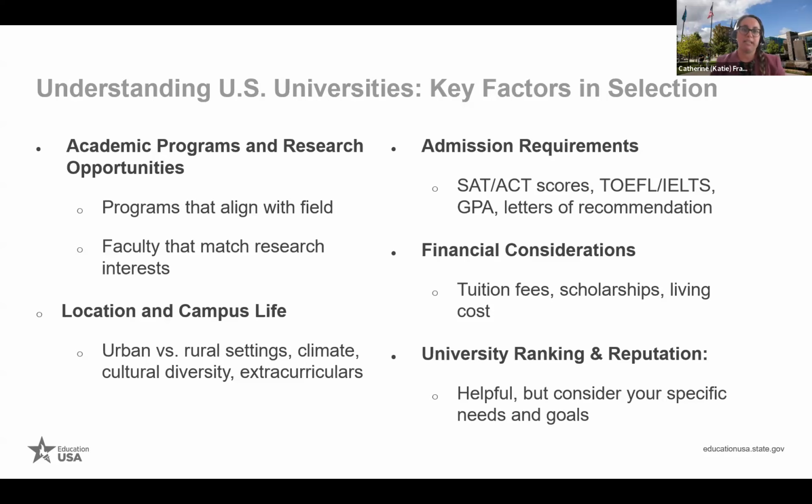And then the last two are more about financial and then ranking. So financial considerations, just knowing how much tuition is, if they have scholarships, and also the living cost of the city. And then the ranking and reputation obviously is helpful and might look good, but you also want to consider your specific needs and goals. If you're picking a very prestigious, high-ranking university, it's going to be expensive, and it'll be a lot more competitive. So that's something to keep in mind. And maybe it doesn't even have the research that you want to do. So just keeping that in mind, and what your needs and goals are.